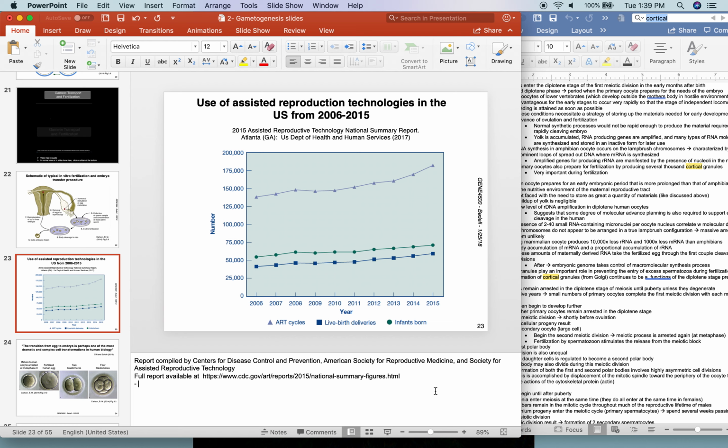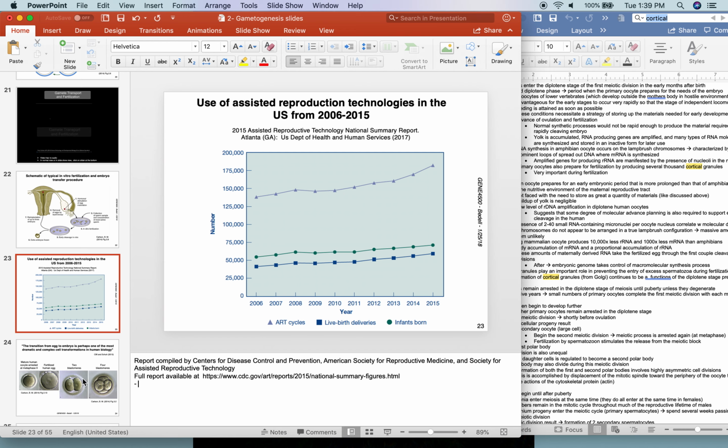But it's increasing. Now remember this, the technology has been around for only 40 years. Louise Brown, the first IVF baby, turned 40 years old last summer. And the incidence now is just going up and up and up all around the world.